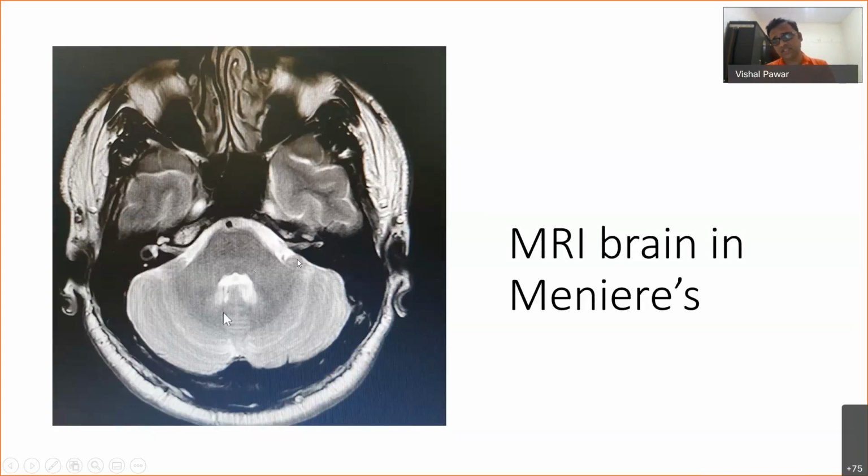This finding, I'm so lucky that the radiologist wrote about this particular thing, and I came to know that it can happen in Meniere's: because of recurrent attacks, there is hypoplasia of the vestibular system.